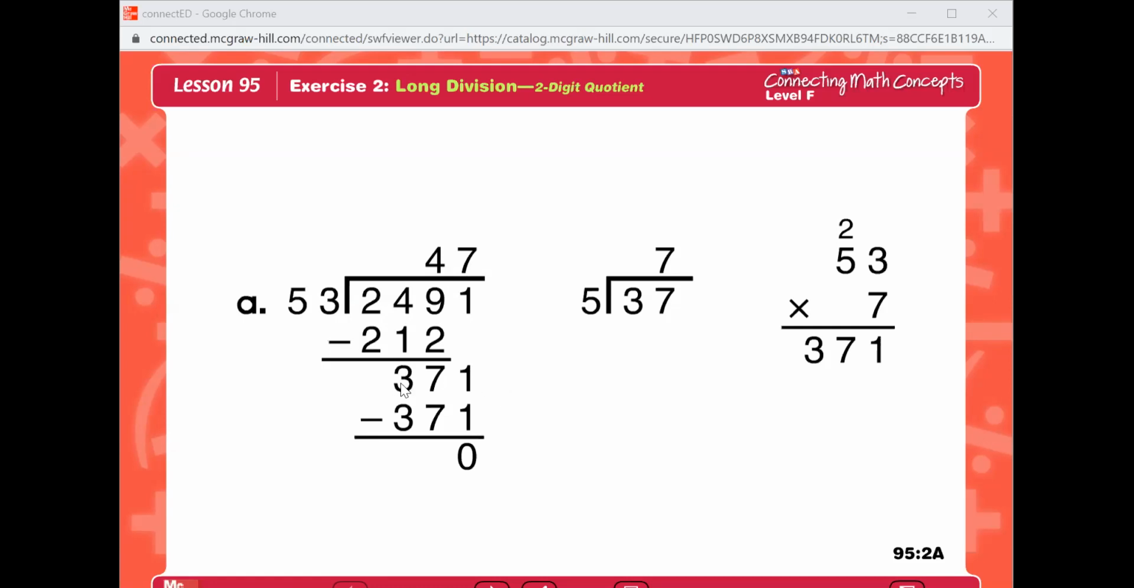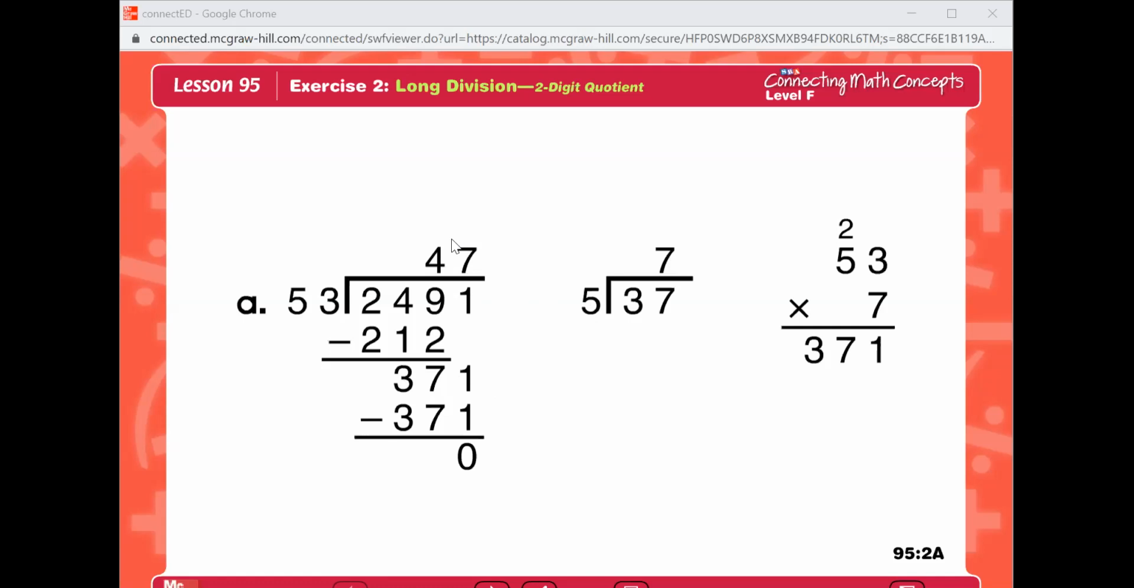So what we have here is 371, which is 37 tens, and 53 rounds to 50, giving us 5 tens. And what's the closest thing you get when you divide 37 by 5? 7, because 7 times 5 is 35. So 37 divided by 5, our estimation is going to be 7. We'll plug that in right here. Now you have 47.